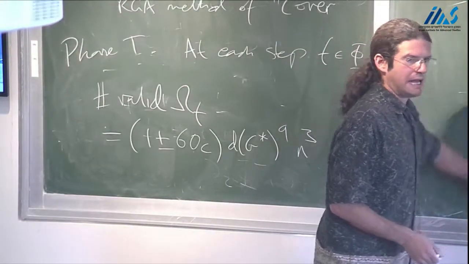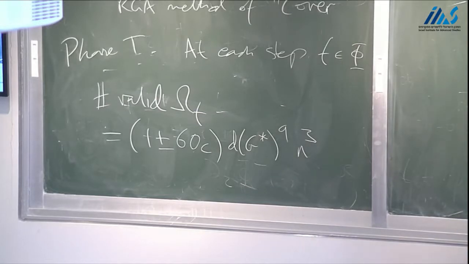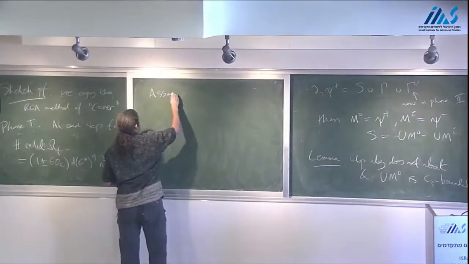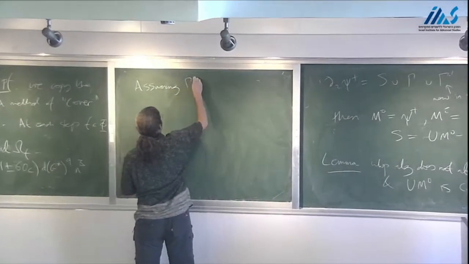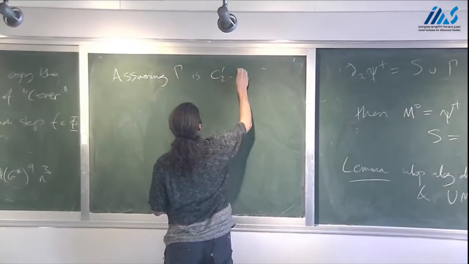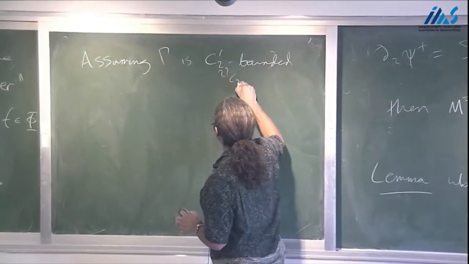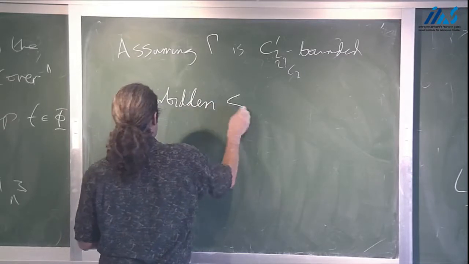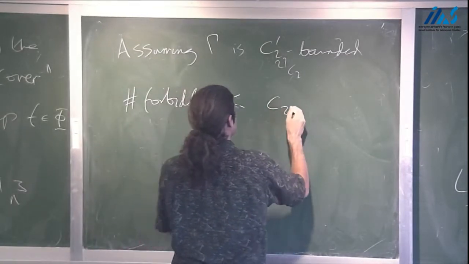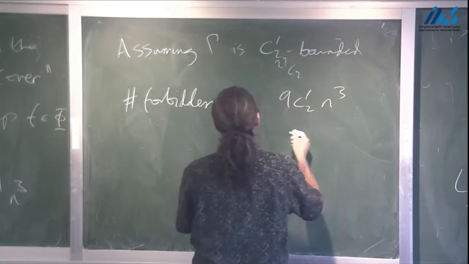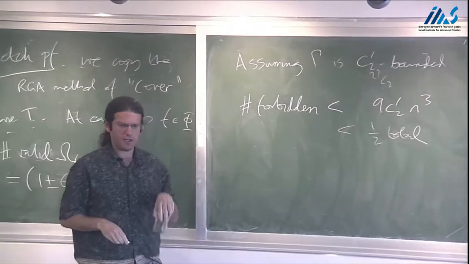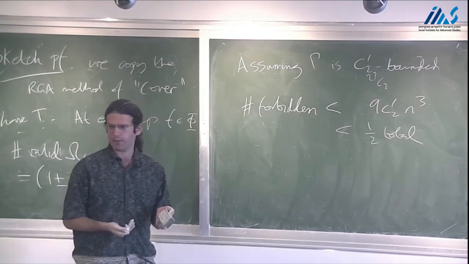Now, how many are forbidden at any given step? So let's assume gamma is say C2 prime bounded. C2 prime will be something a bit bigger than C2. So the number of forbidden is less than 9 C2 prime n cubed, which will be less than half the total. So we're in good shape for the method of comparing this choice just with a uniformly random choice.